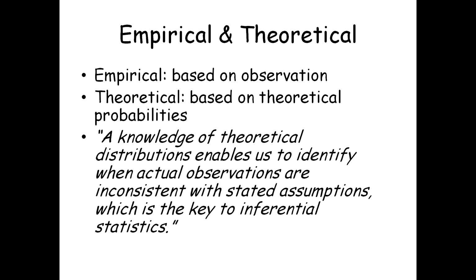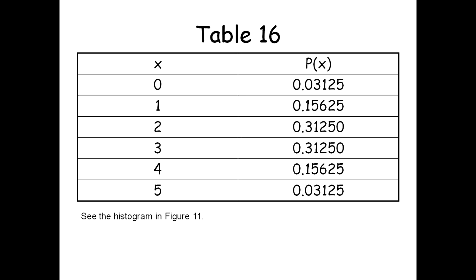But this quote is very, very apropos. The knowledge of theoretical distributions enables us to identify when actual observations are inconsistent with stated assumptions, which is the key to inferential statistics. Now, in Table 1 at the bottom of page 668, you'll see a distribution of coin tosses. The theoretical probability distribution for the discrete random variable number of heads when 5 fair coins are tossed is shown in this table. Figure 11, which is also at the bottom of page 668 but not reproduced in this slideshow, shows the corresponding histogram. The probability values can be found using the binomial probability formula from chapter 11 or by Pascal's triangle, which, as you remember, was in chapter 10.